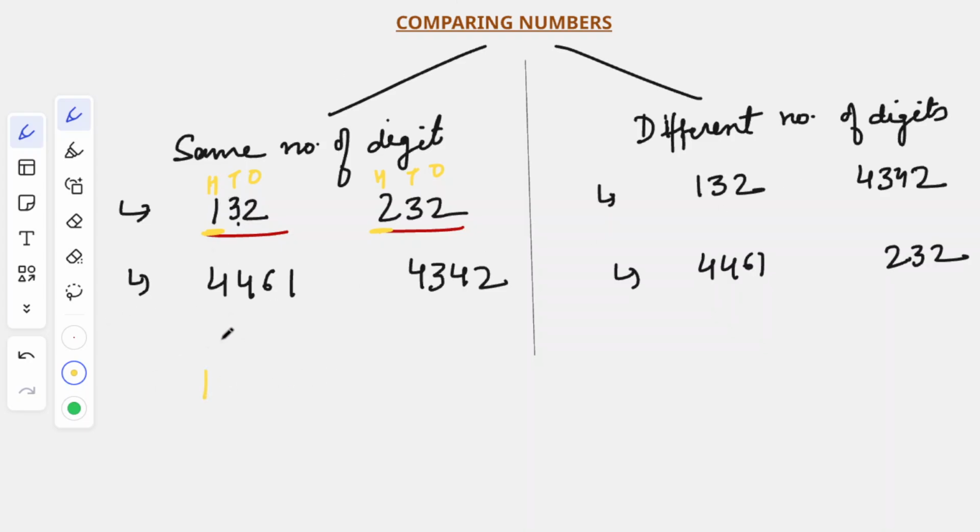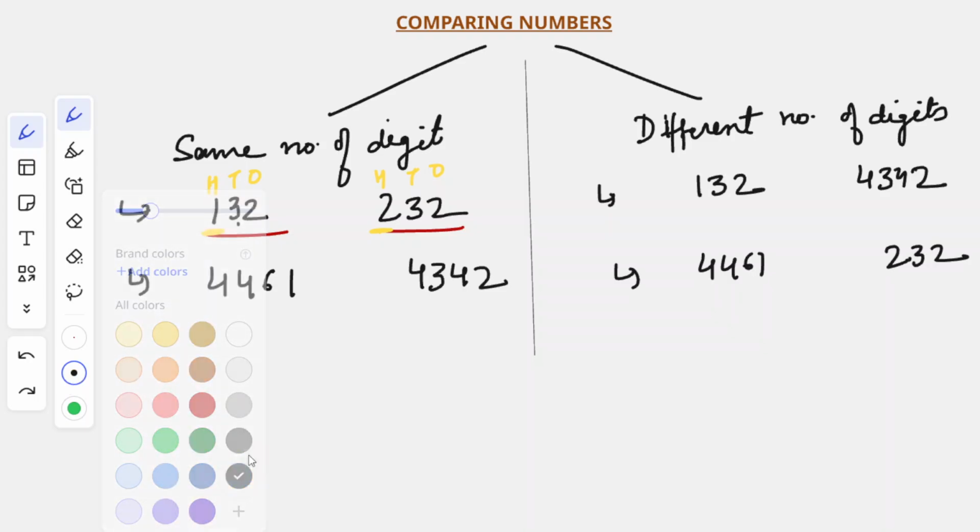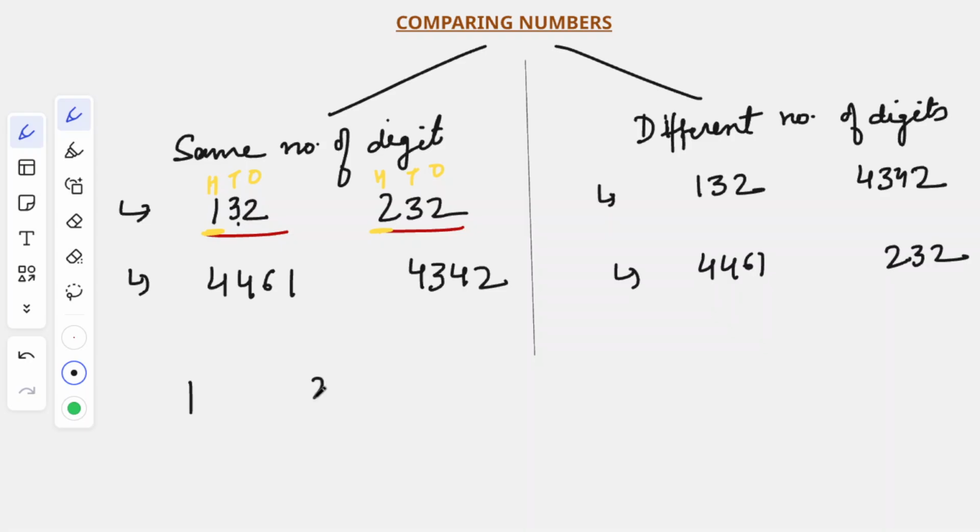So between 1 and 2, which is the greater number? This is simple, right? Let's suppose you have one chocolate and your friend has 2 chocolates. So who has more chocolates? Your friend, right? So 2 is greater than 1, or we can say 1 is smaller than 2. So the number which has 1 at the hundreds place value will be the smaller number. So 132 will be smaller than 232. All right? So we can put the sign like this. Got it?